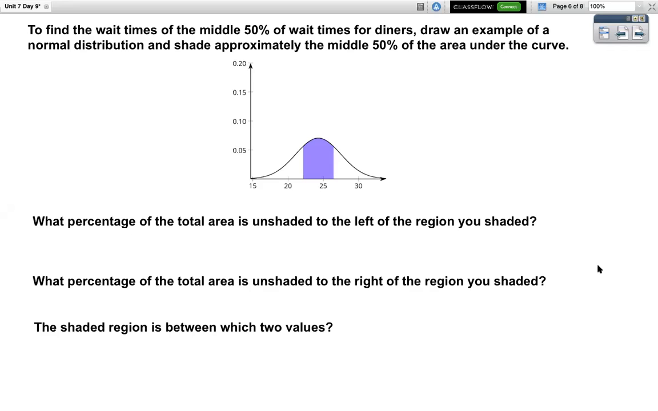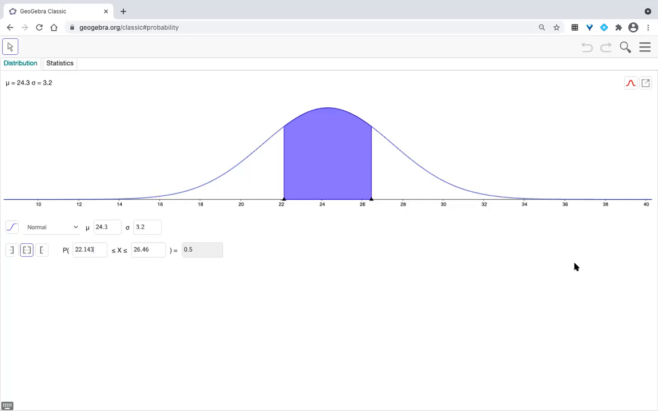Okay, so this is an example of the normal distribution where 50% has been shaded, the middle 50% of the area under the curve, right? You'll notice it's right in the middle and it is 50% of the area under the curve. I'm going to show you what this looks like on the GeoGebra calculator as well. So here is what that middle 50% shaded looks like on the GeoGebra graphing calculator.